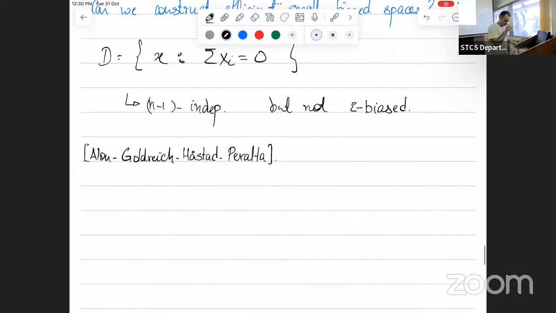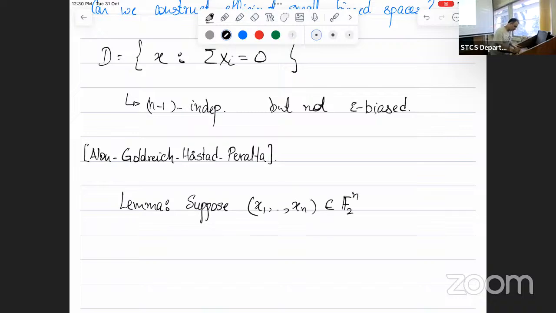Okay, so here is how the construction is going to work, and it uses the following very simple exercise that is often given. Here is the lemma that we are going to use. Suppose x1 through xn, which I'm going to think of as some vector in F2 to the n, is non-zero.